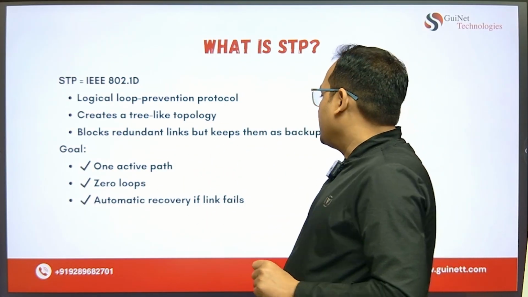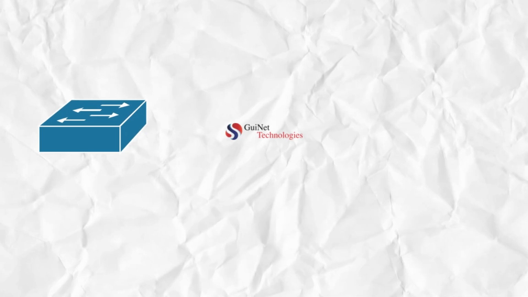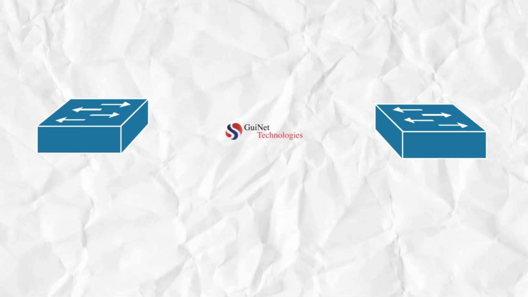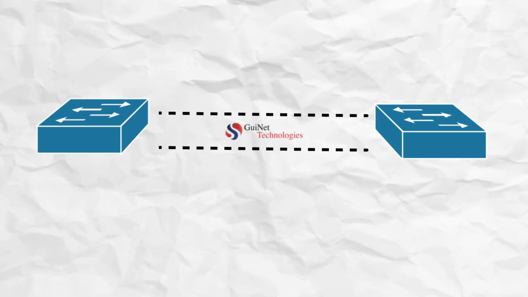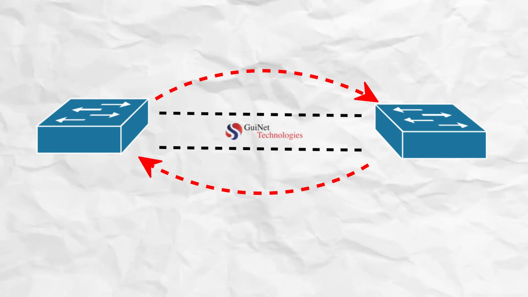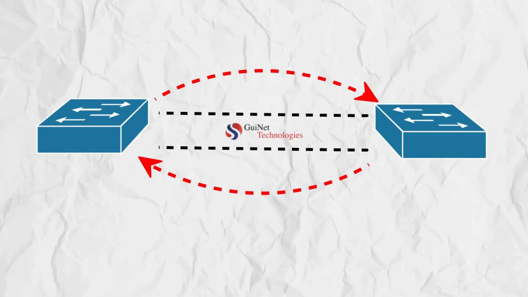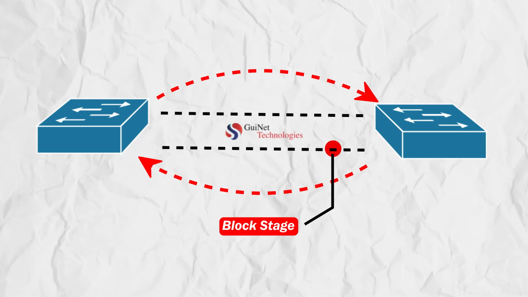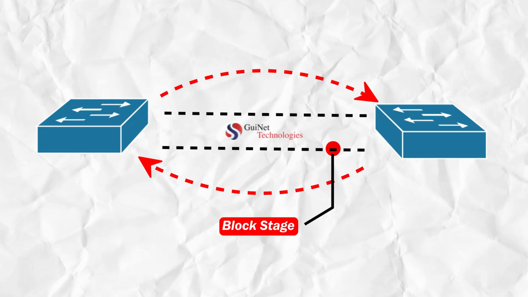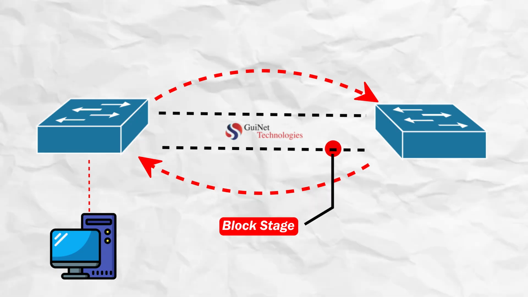What does this mean? Let's suppose this is my switch, switch 1, connected with switch 2. If there is one link, there is no possibility of a loop. But if I have two links, there is a possibility that a packet goes there, comes back, and makes a loop. To prevent that situation, I connect the two links again, but one link is in the blocked state. All traffic will be forwarded only through this link, to this PC and to this PC.